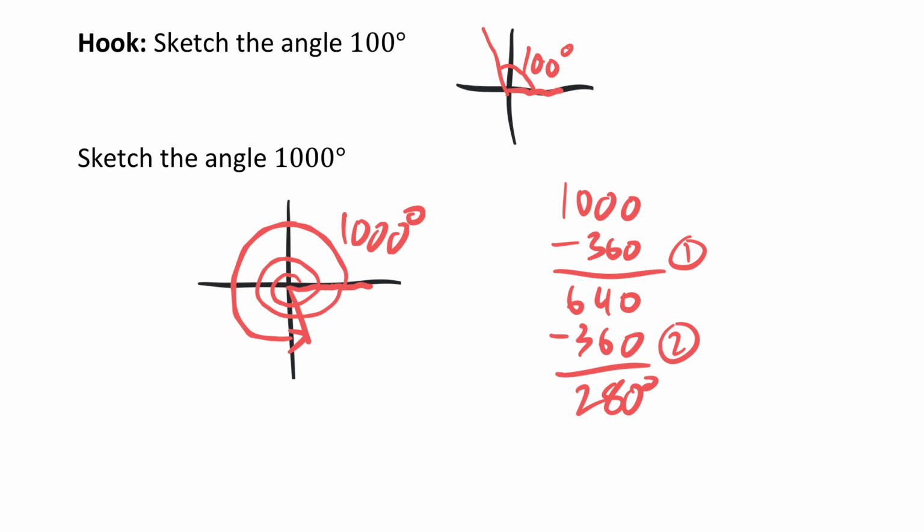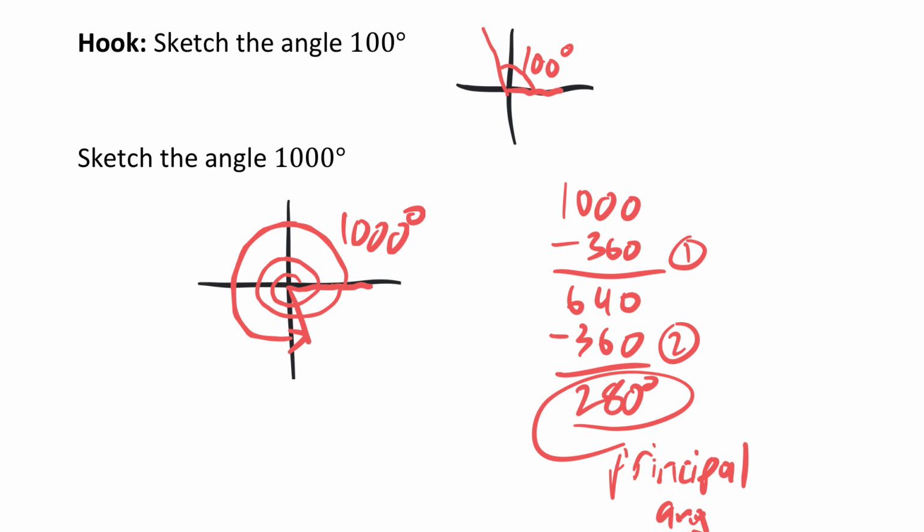Now this number 280, this final thing, the part we sketch, not the spiral part, is important and it has a name. This is called the principal angle. And this principal angle represents the final, or the correct, or the angle that you would actually draw. We always want to have the principal angle between 0 and 360.